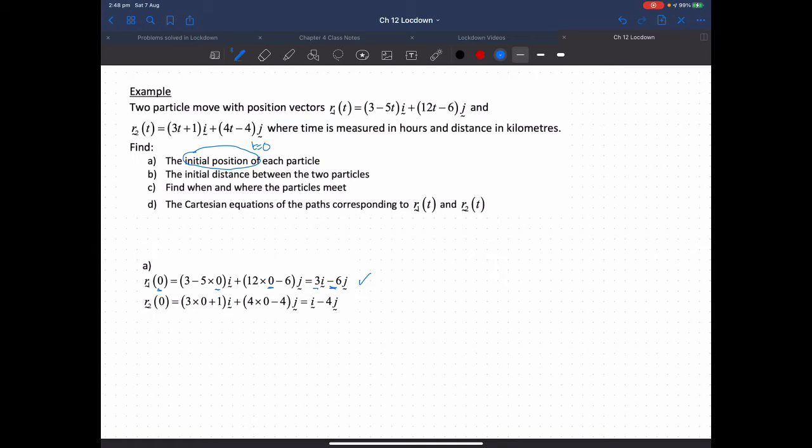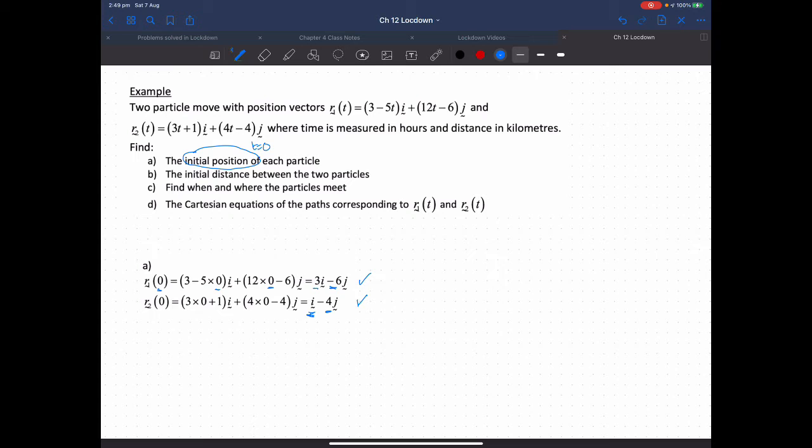Similarly, I do the same for my second position vector, r2(t). I substitute 0 for t, so I get 3 times 0 plus 1 in the i direction, which comes out to be 1i. We do not need to write the 1, plus 4 times 0 minus 4, which comes out to be negative 4 in the j direction. So I now have the initial position of each particle.